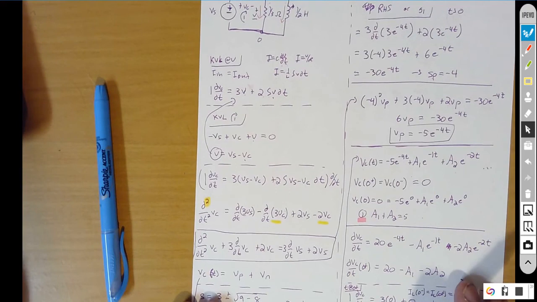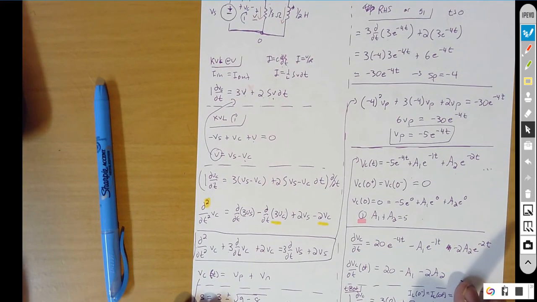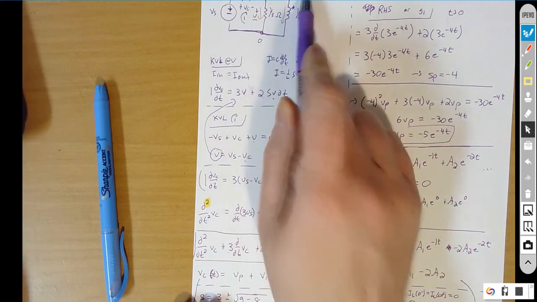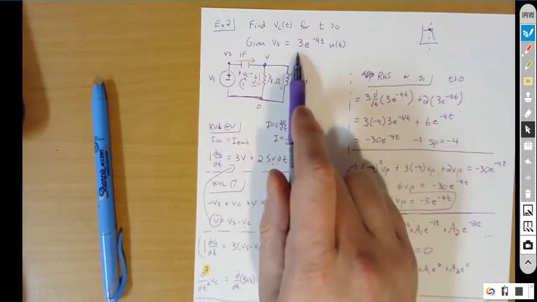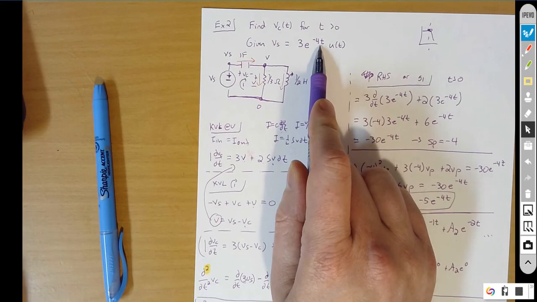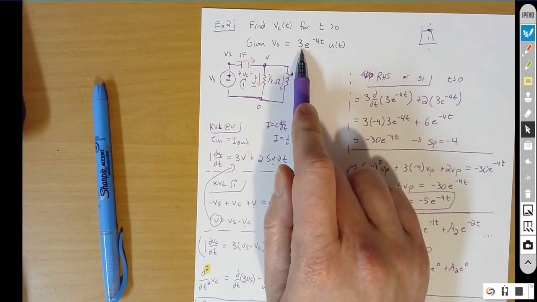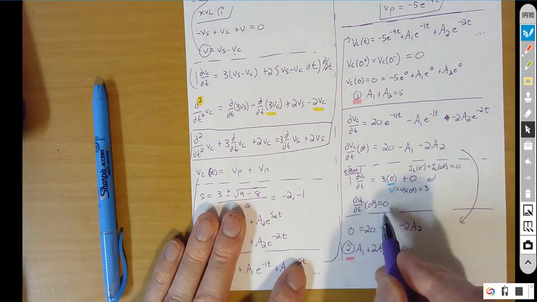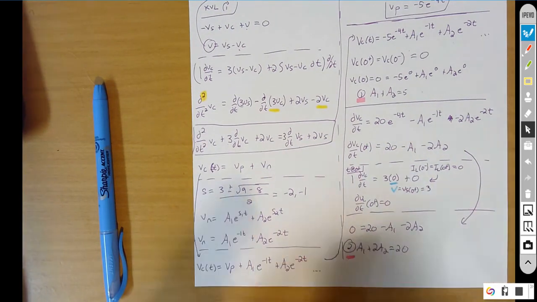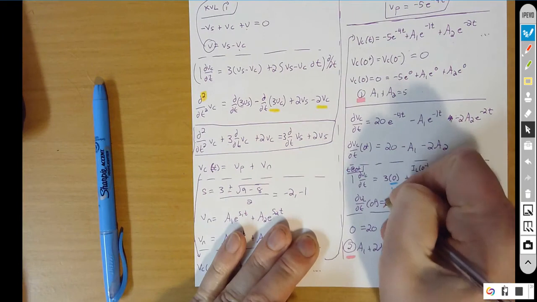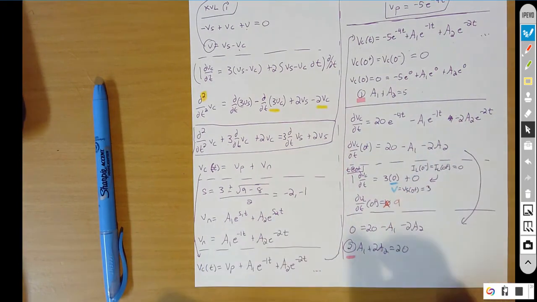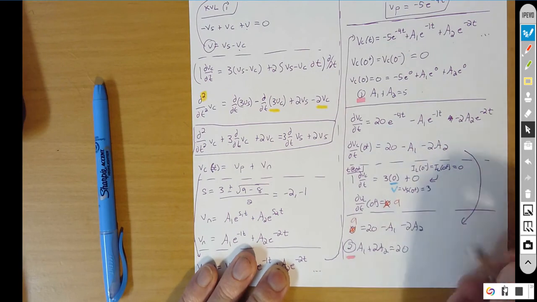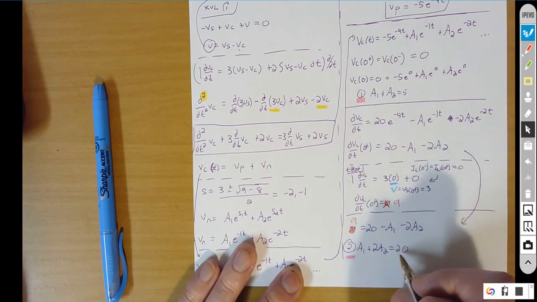And our voltage source is 3e^(-4t). So if I put in a 0 here, Vs is just 3. So I'm actually going to get a 3 here, which means that this is not equal to 0. Instead, it is equal to 9. So I now have a 9 over here. And instead of being equal to 20, they are equal to 11.